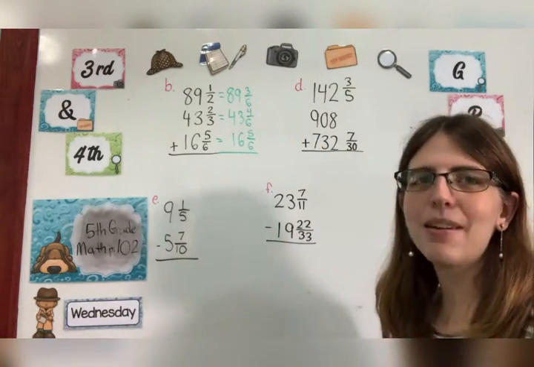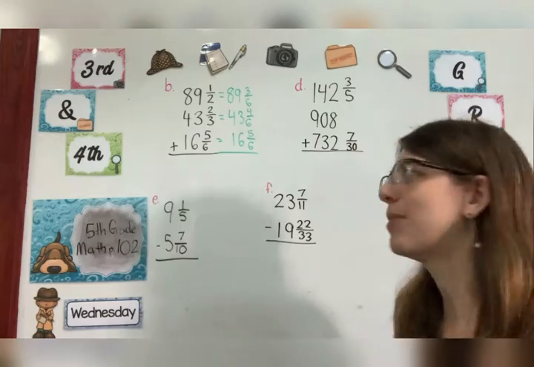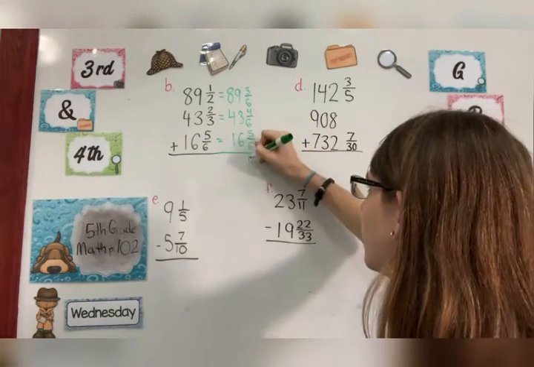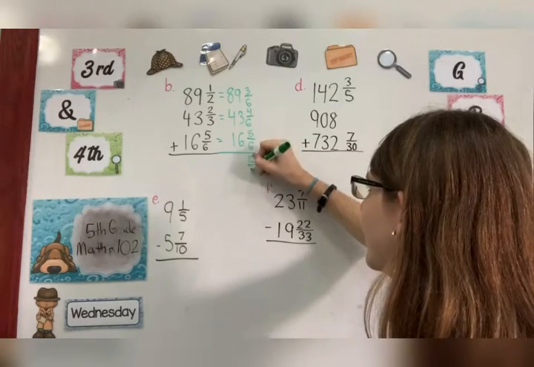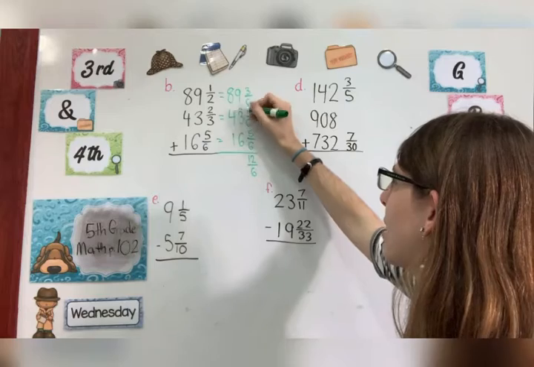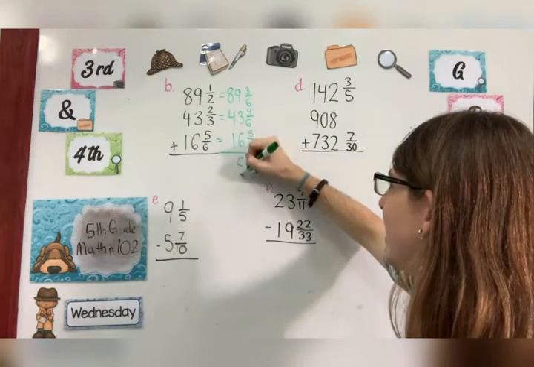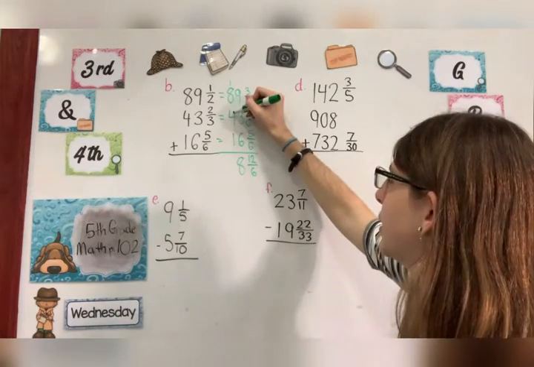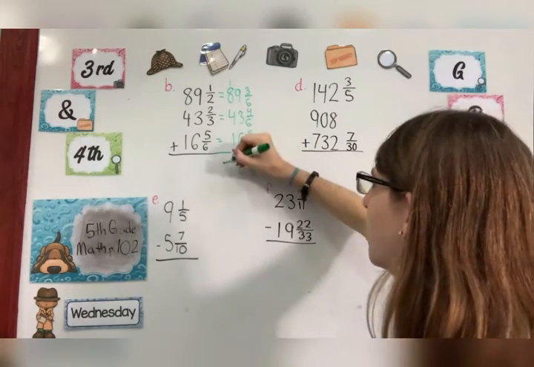Now I can add my fractions because I have the same denominator. 3 plus 4 is 7, plus 5 is 12. Denominator stays the same, does not change. 9 plus 3 is 12, plus 6 is 18. 1 plus 8 is 9, plus 4 is 13, plus 1 is 14.